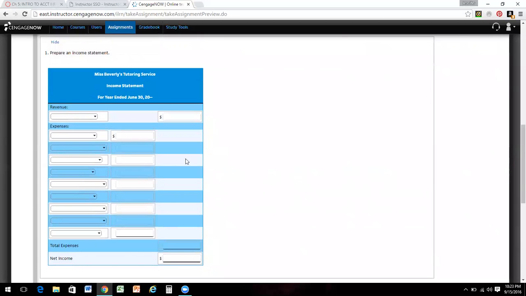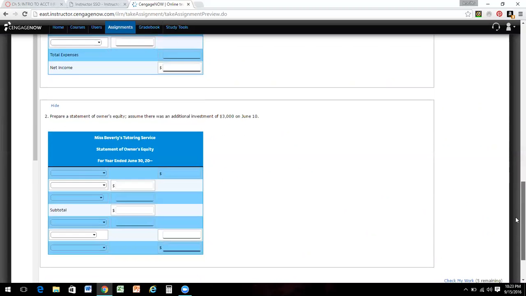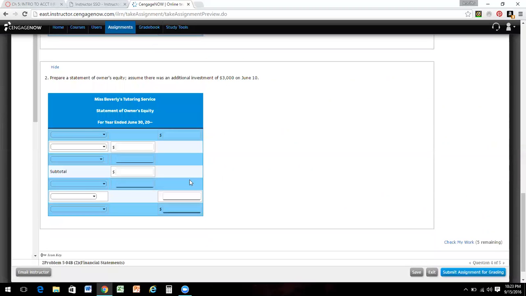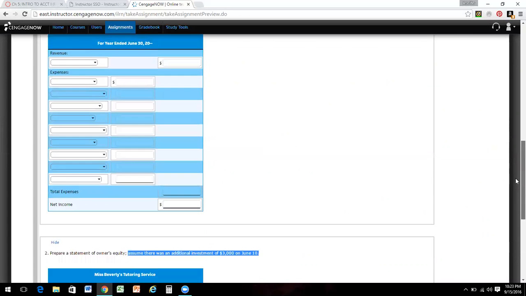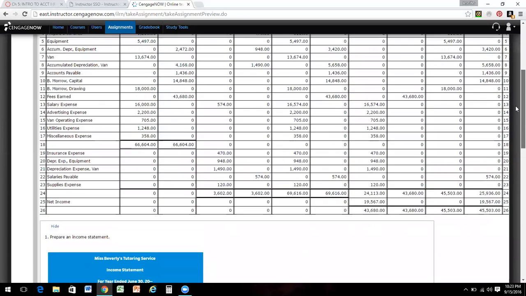So this is our first statement. The number you get, which is net income, is going to roll over into our second financial statement. So you're going to use the information from the worksheet to prepare your financial statement. Also, watch the instructions. It says assume there was an additional investment of $3,000. So you guys may need that information to complete it.